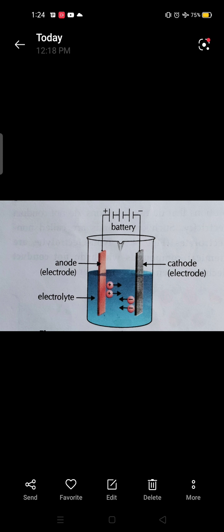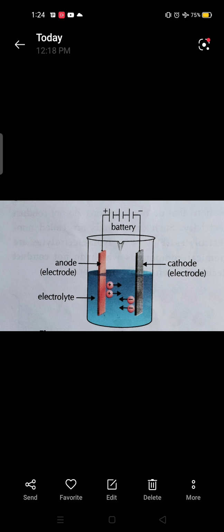What happens after the chemical reaction takes place? Some chemical effects of electric current occur. They are, after some time, bubbles of gas may be formed on electrodes, deposition of metal may be seen on electrodes, or changes in the color of the solution may occur. Okay, then uses of electrolysis.